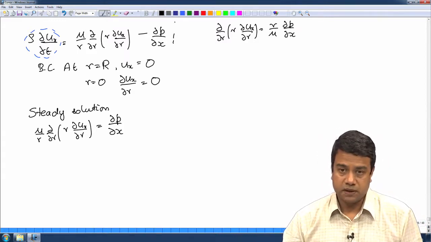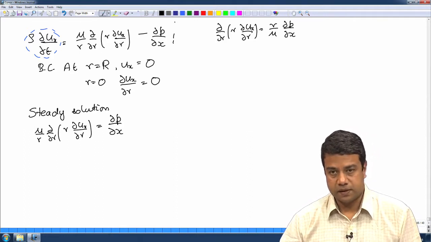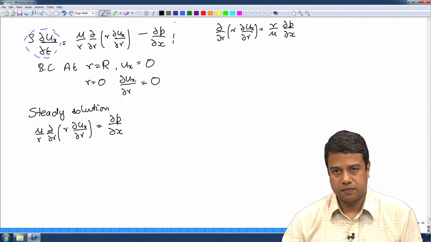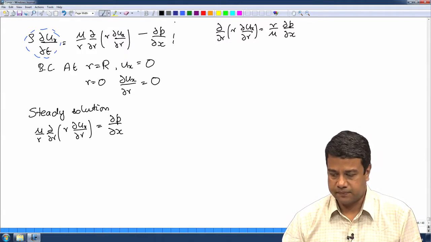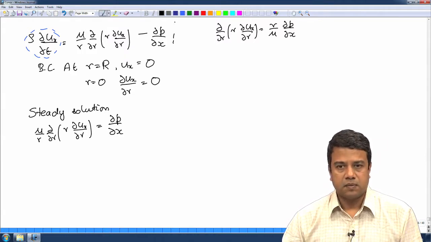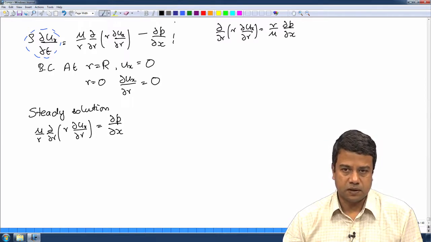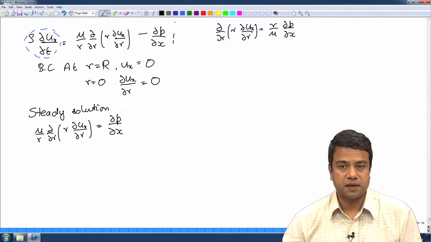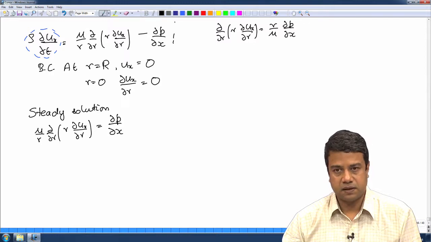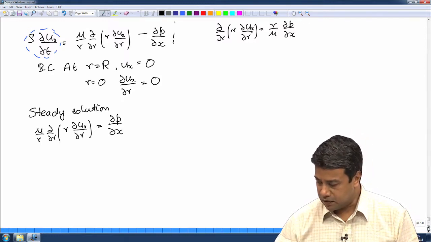As I told you, the pressure gradient has to be a constant. It is independent of the x direction. The pressure is also independent of the radial coordinate. So, this is once again something that is not easily appreciated. Let me just briefly tell you why.